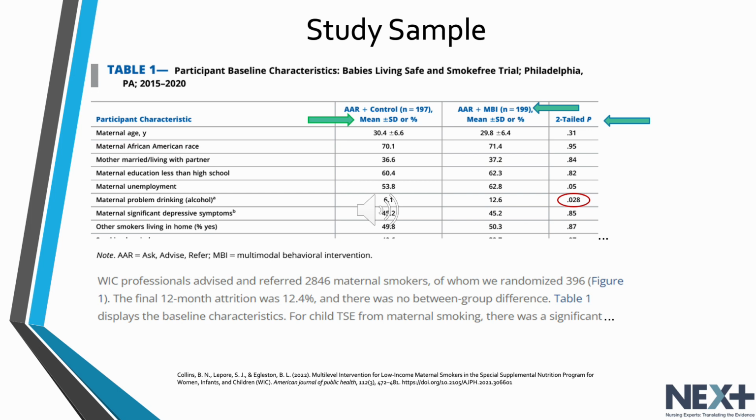The text in this study also refers the reader to Table 1, but does not explicitly state statistical differences. In this case, the problem drinking with a p equal to 0.028. However, in the analysis section, the authors discussed potential confounders and stated that there were differences in alcohol problems and that this variable would be controlled in the regression analysis.